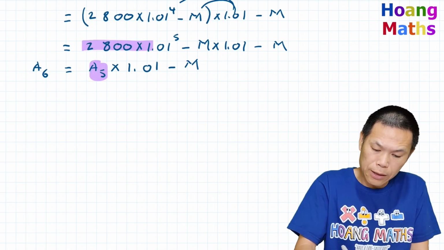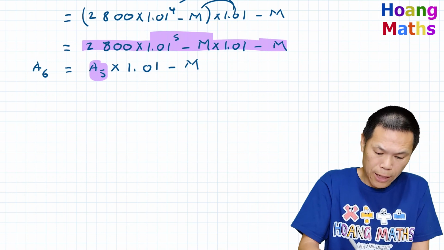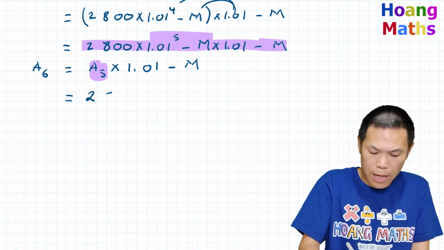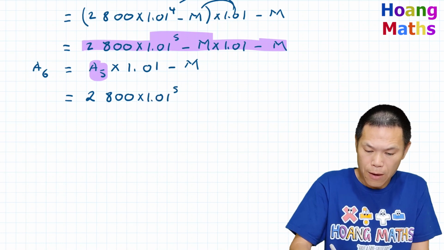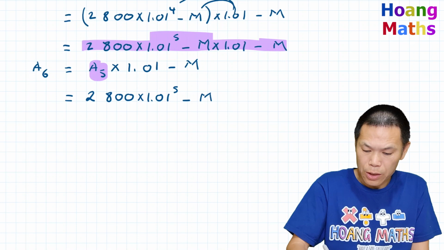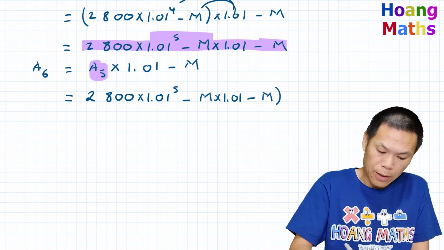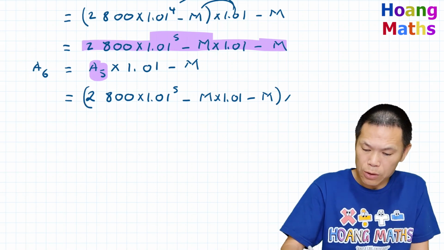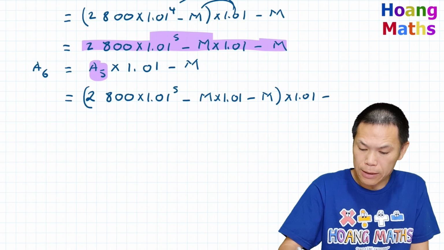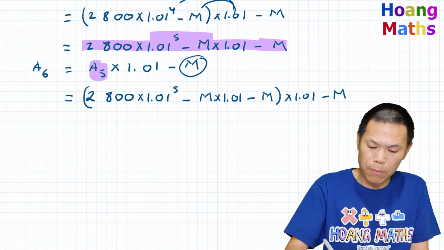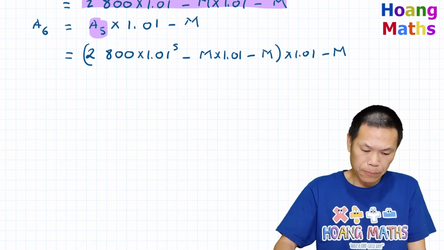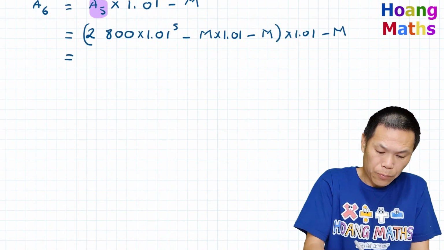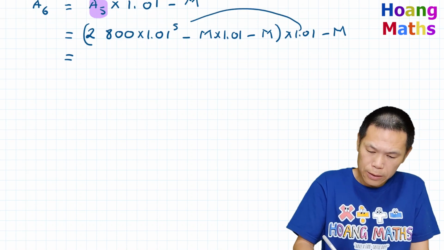So A5 is this number here. So let me just write this down. That gives me $2,800 times 1.01 power 5 minus M times 1.01 minus M. That is A5, and then we times 1.01 and minus a regular payment, this M here. So now what I do, I just remove the bracket first, okay?